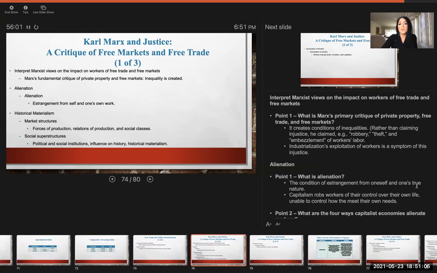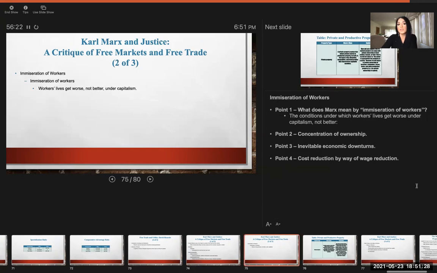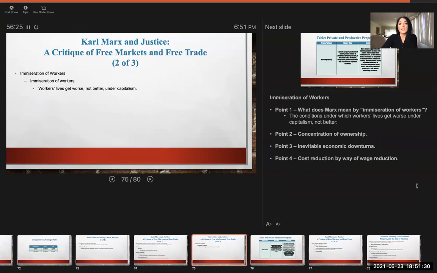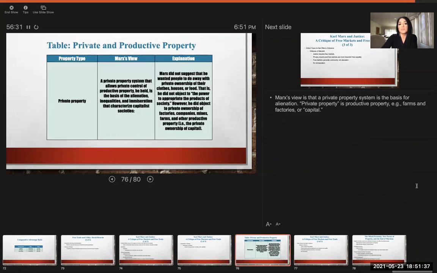Marx's fundamental critique of private property and free markets is that inequality is created. We look at alienation, estrangement from self and one's own work. The historical materialism, we look at market structures, the forces of production, the relations of production and social classes. And we look at social superstructures, the political and social institutions' influence on history and historical materialism as well. We also look at the immiseration of workers. We look at how workers' lives get much worse, not better, under capitalism.